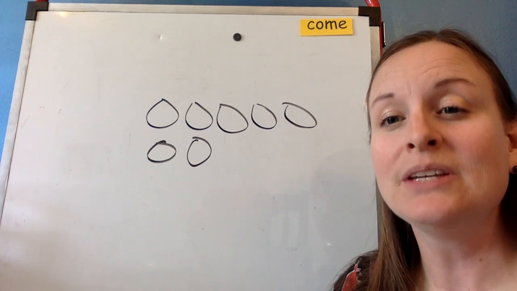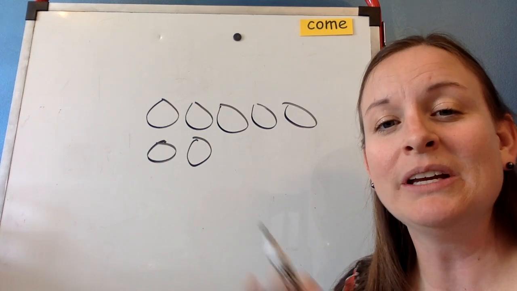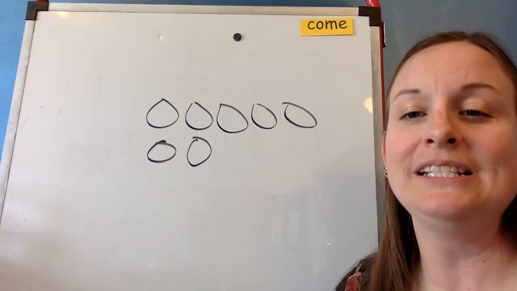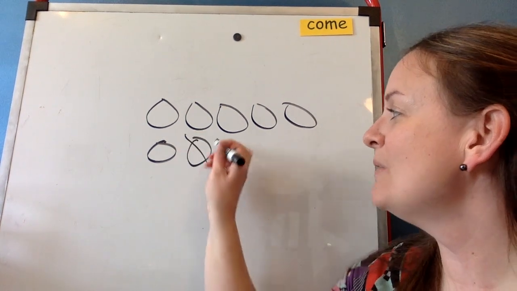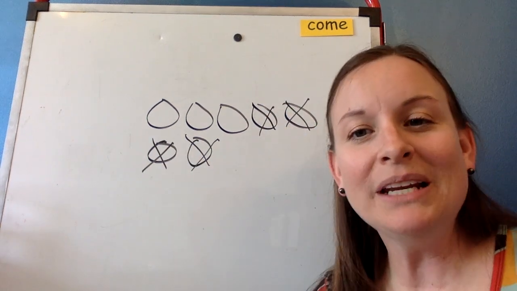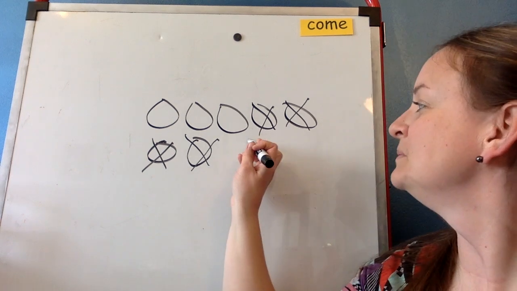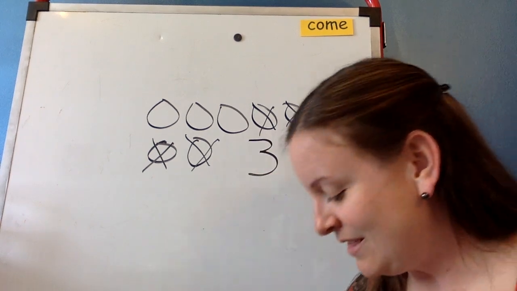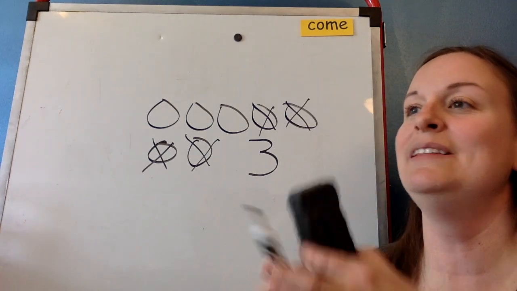I used 4 of the balls of yarn. So are we going to add more or are we going to take away? We're going to take away. We're going to show that by crossing off 4. How many balls of yarn do I still have? 3. Okay, now let's do another one.